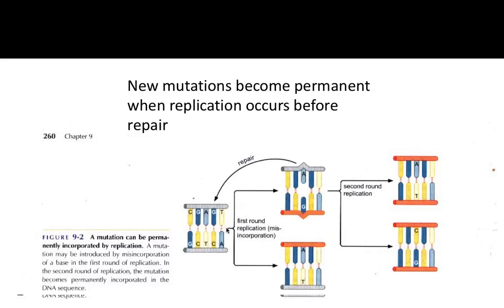But if replication takes place before repair, then we start off with this in the template. Upon replication, then we wind up with this product, which gives us back our normal AT base pair. But because there's a G on this strand, we wind up now with a GC base pair. So that's the situation that I was talking about when you had an error by DNA replication and it does not get repaired.